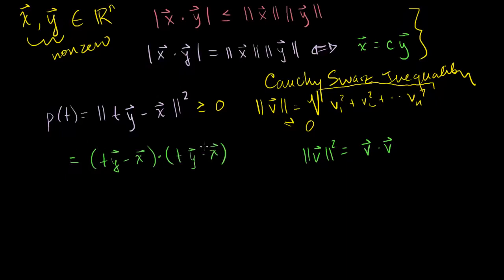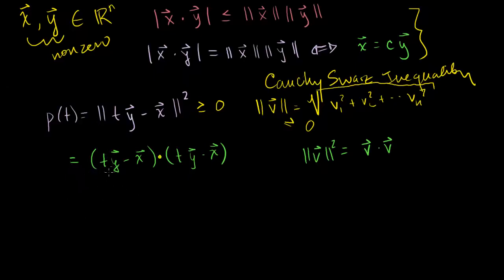ty minus x. In the last video, I showed you that you can treat the dot product very similar to regular multiplication when it comes to the associative, distributive, and commutative properties. So when you multiply these two, you can do it the same way as you would multiply two regular algebraic binomials. You're essentially just using the distributive property. But remember, this isn't just regular multiplication. This is the dot product we're doing. This is vector multiplication, or one version of vector multiplication.